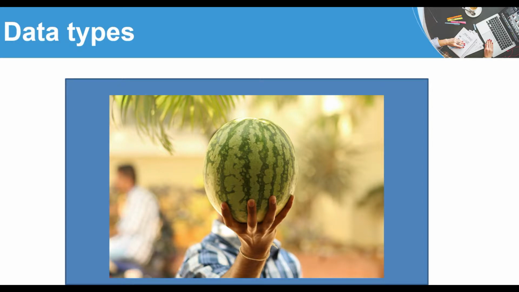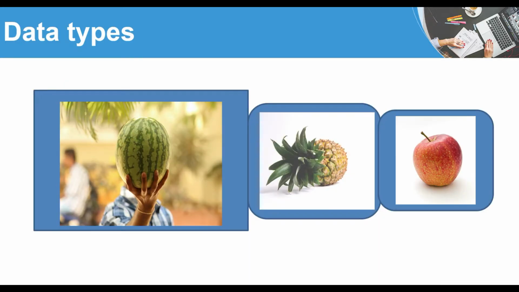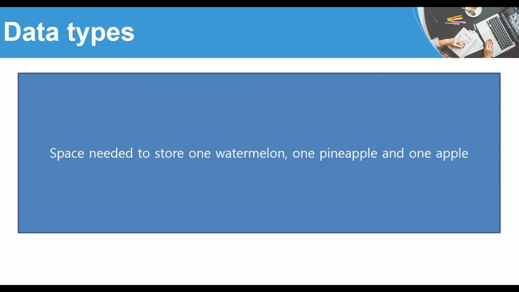And if we put all these fruits together, we would have a certain amount of storage needed to store them. And of course the watermelon would take a lot of our storage, a pineapple would take of course less, and an apple, I think it would take the least amount of storage. And if we think about all this together, this is the space needed to store one watermelon, one pineapple, and one apple somewhere in our warehouse.